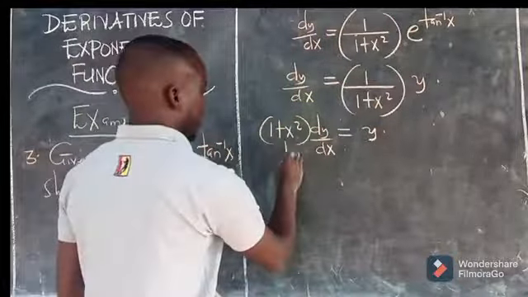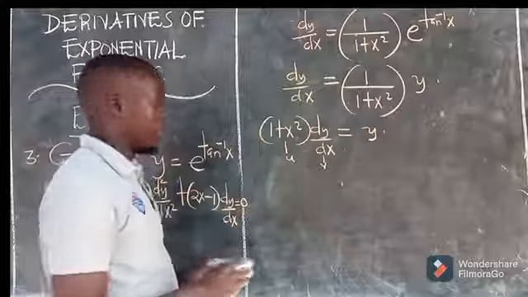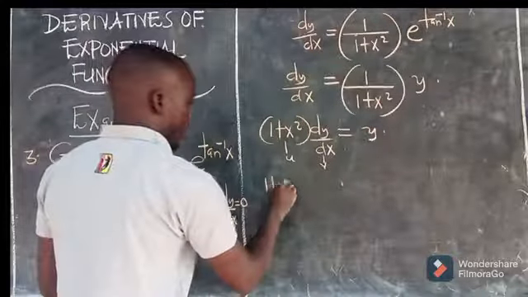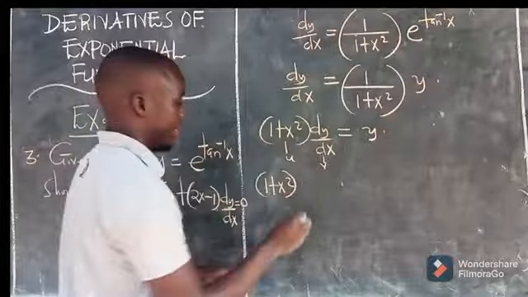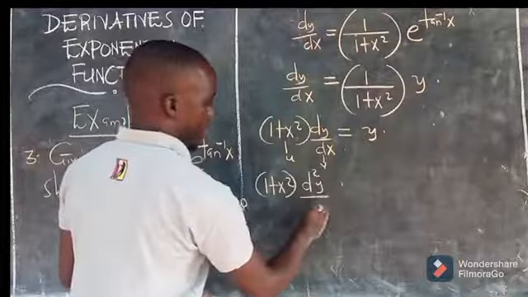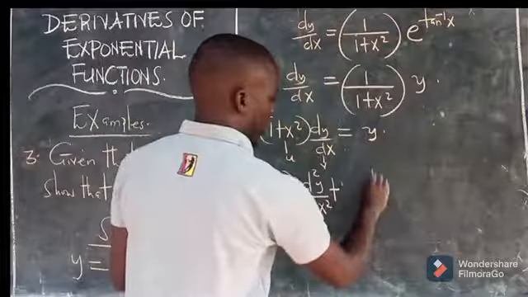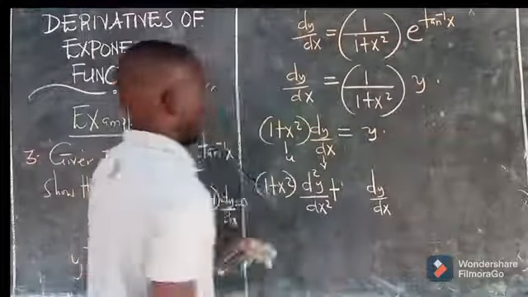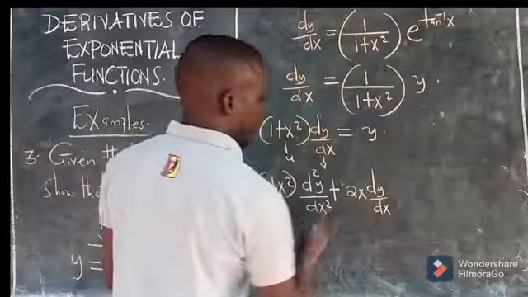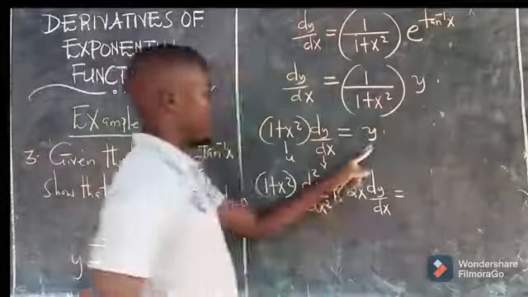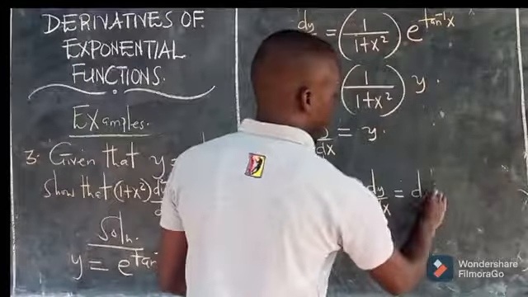So if this is u and this is v, for example, I'm going to go direct and use the product rule by saying I can maintain 1 plus x squared. Then I differentiate dy/dx with respect to x. That will automatically give me d2y/dx squared. Plus, I now maintain dy/dx also, then I differentiate 1 plus x squared with respect to x. That will give me 2x. Then the whole of this is equal to y, which also has to be differentiated with respect to x, and that gives us dy/dx.